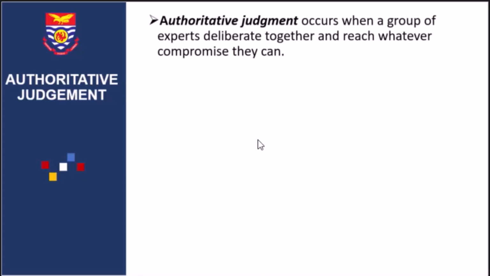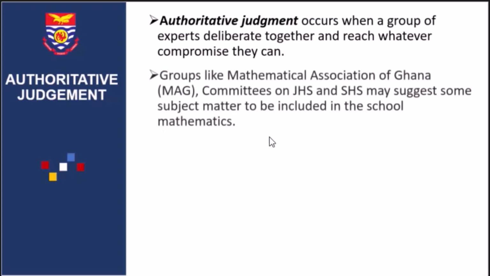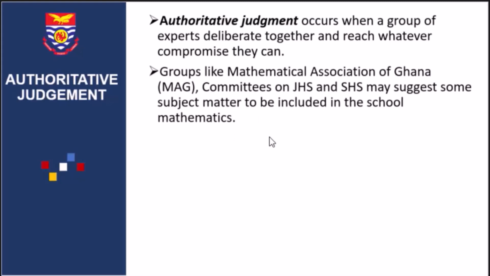And the last one is authoritative judgment. What do we mean by authoritative judgment? It occurs when a group of experts deliberate together and reach whatever compromise they can. So this also affects the selection of subject matter. So we can talk of groups like MAG, Mathematical Association of Ghana, committees on JHS and SHS, who may meet to deliberate on what to be included or excluded from the content for the JHS and SHS level. So all these things have influence on the selection of subject matter.